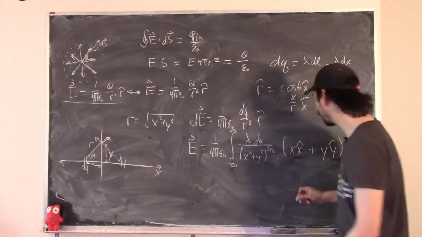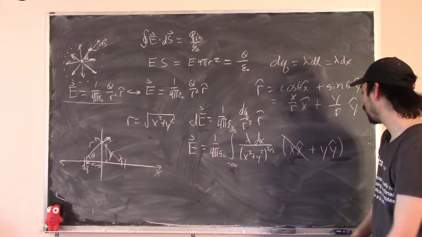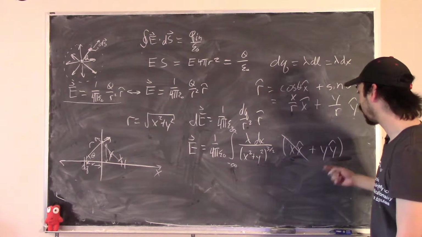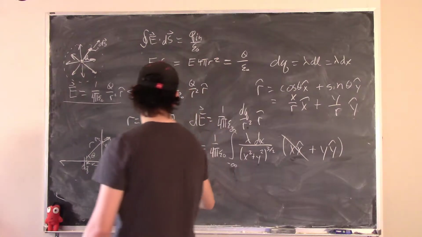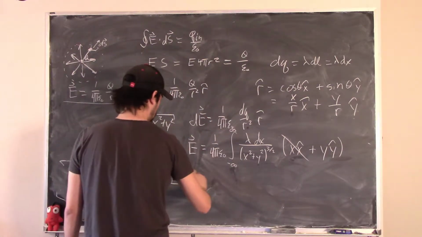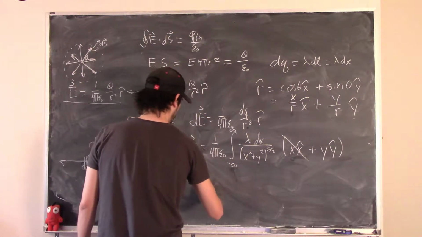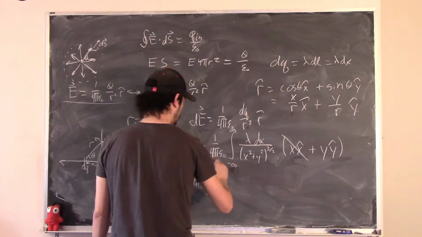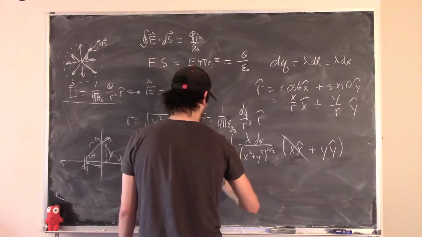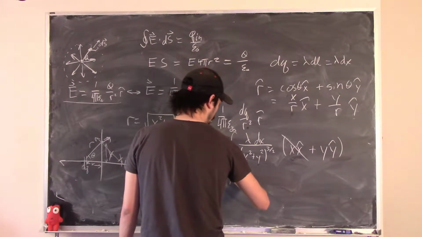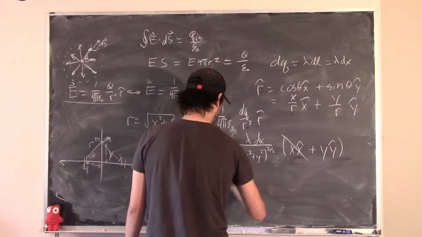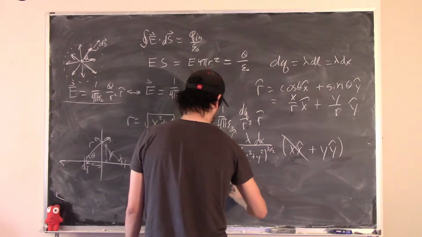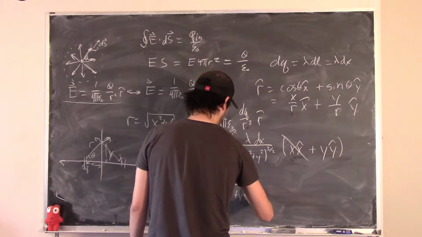Okay. So now, we're not going to evaluate that, but what we are going to have to evaluate is this integral. So we have the E vector is equal to 1 over 4 pi epsilon naught times the integral from minus infinity to infinity of y hat lambda times dx divided by x squared plus y squared to the 3/2.